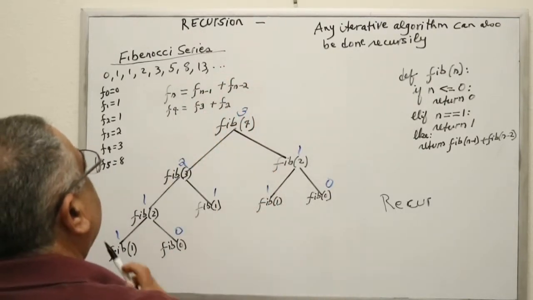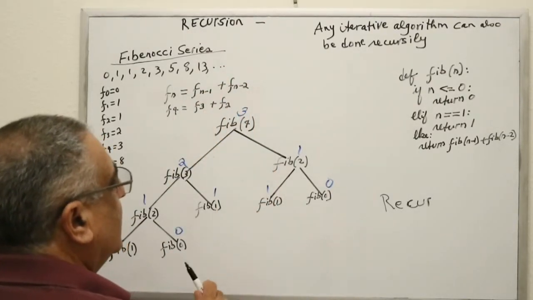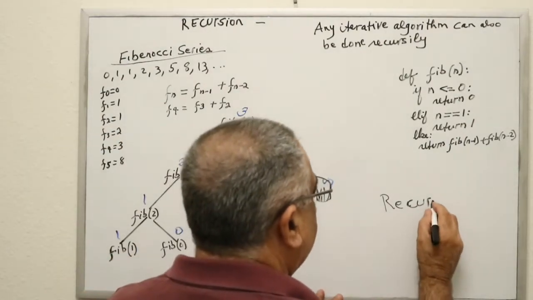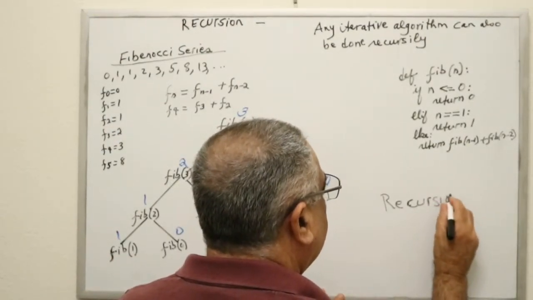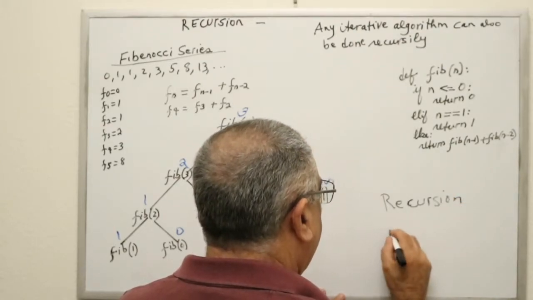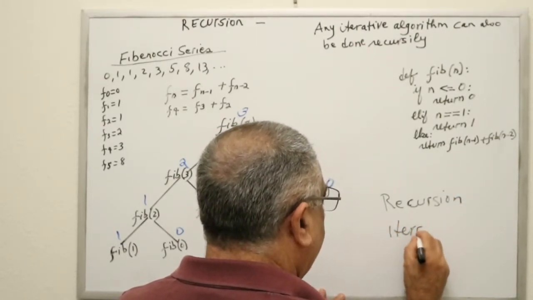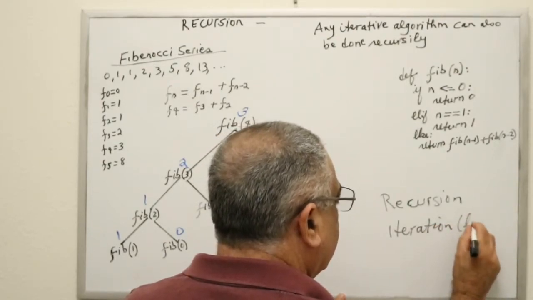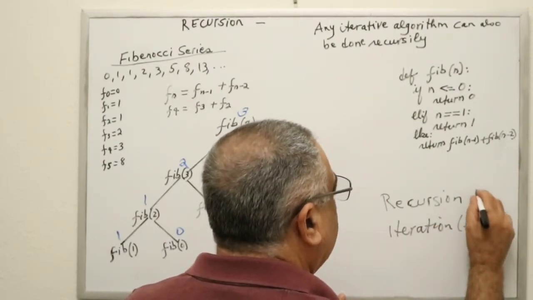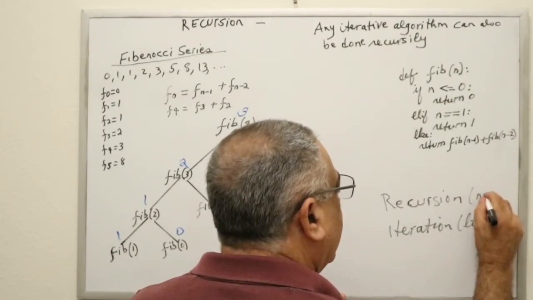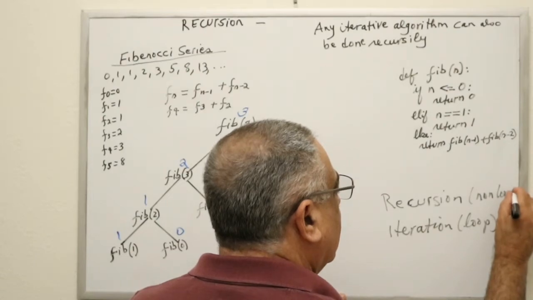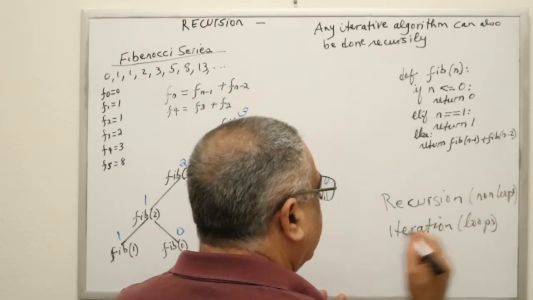This lecture is on recursion. Any algorithm can be implemented using recursion or using iteration. Iteration means I can do this using loops, okay? And recursion is non-loops. I can't use loops in here. So that is the major difference here.